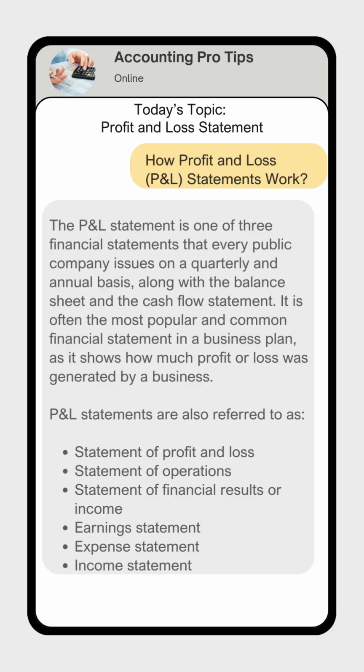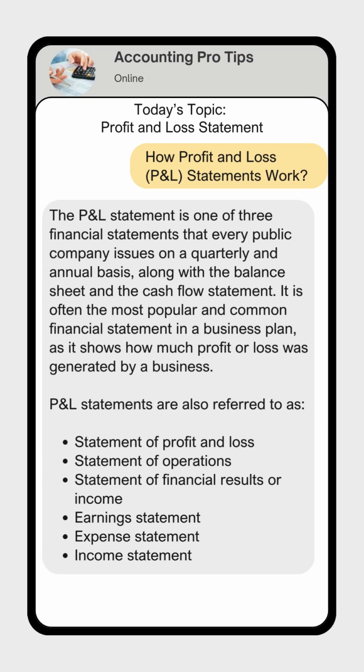How profit and loss (P&L) statements work. The P&L statement is one of three financial statements that every public company issues on a quarterly and annual basis. Along with the balance sheet and the cash flow statement, it is often the most popular and common financial statement in a business plan, as it shows how much profit or loss was generated by a business.